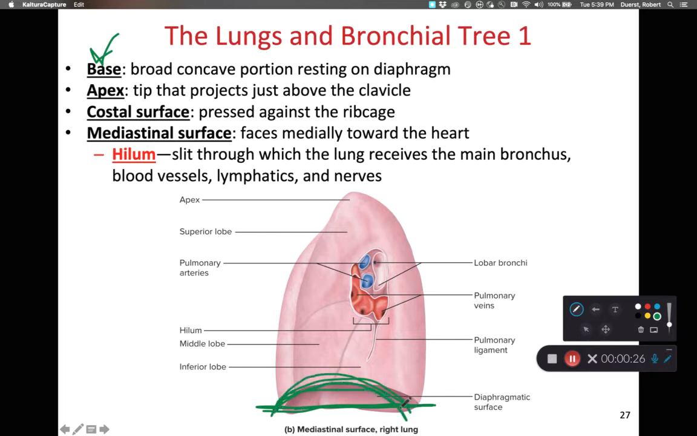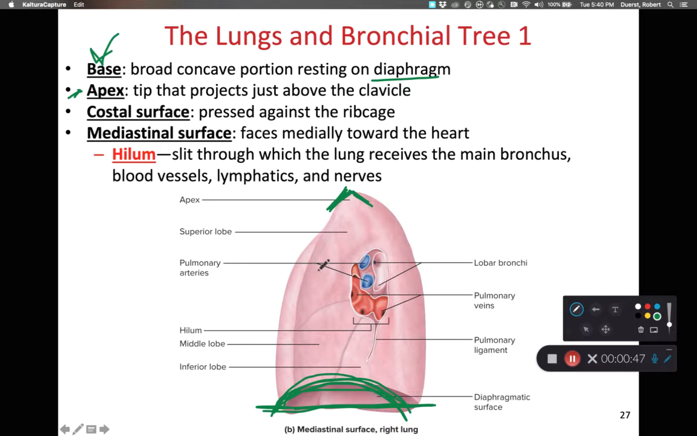abdominal pelvic cavity while it rests on the surface of the diaphragm, the muscle that separates the thoracic from abdominal pelvic cavities. The pointy end on the superior margin is referred to as the apex of the lungs, and it's going to extend to just above our clavicle to give you a frame of reference. We also are going to have costal and mediastinal surfaces.